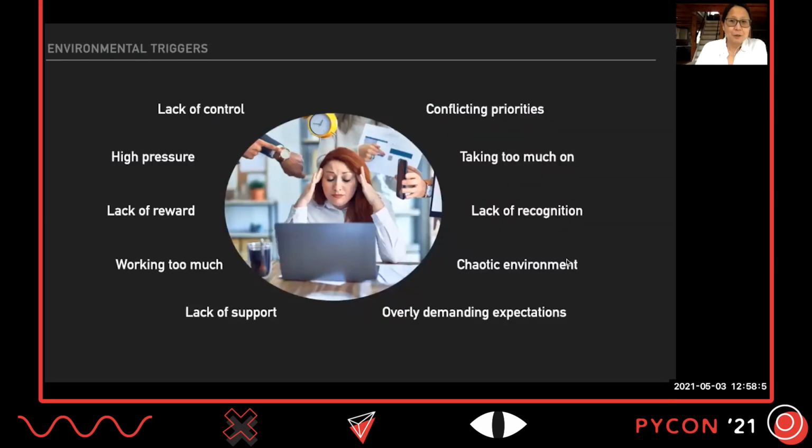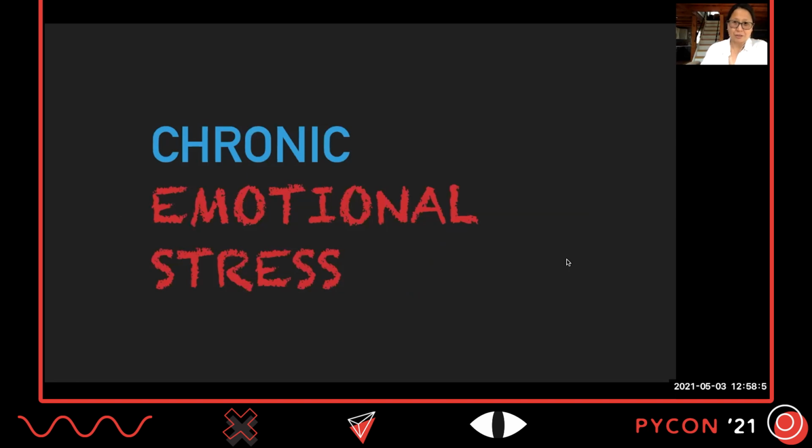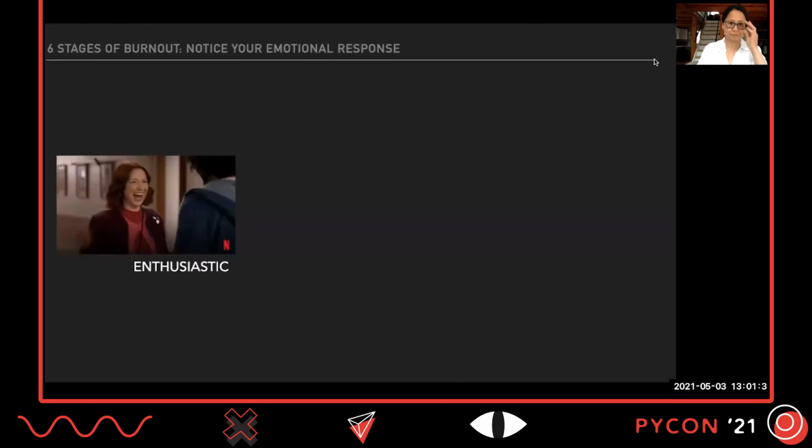In addition to these workplace stresses, there is chronic emotional stress. This is a felt experience, and so there are some emotional cues to pay attention to. These next two slides outline the 6 stages of burnout. This is where you need to pay attention to how you're feeling.